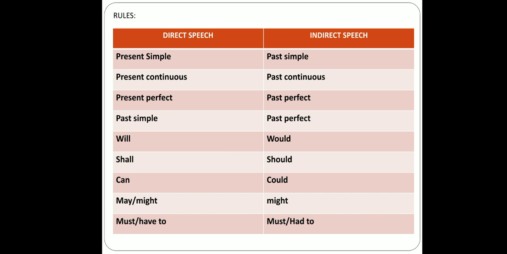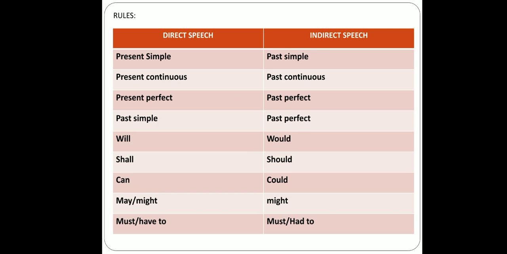Direct speech, there are two columns. One is direct speech and the second one is indirect speech. In direct speech, present simple changes to past simple. Present continuous changes to past continuous. Present perfect changes to past perfect. Past simple changes to past perfect. Please mind this. And present perfect continuous tense changes to past perfect continuous tense. If you get past perfect continuous tense, it remains the same. Okay.